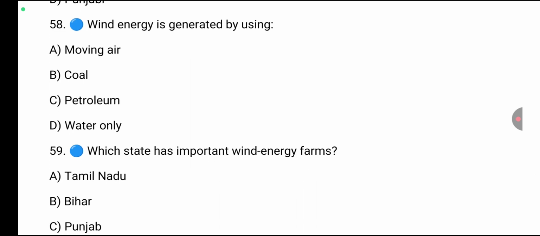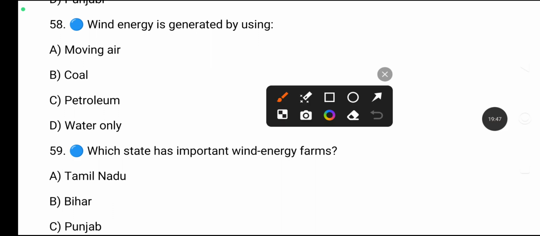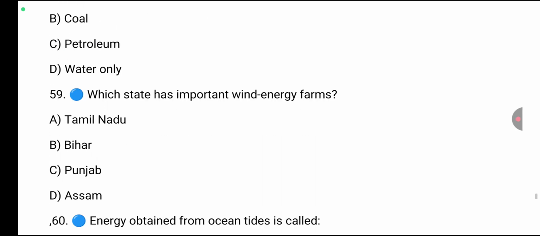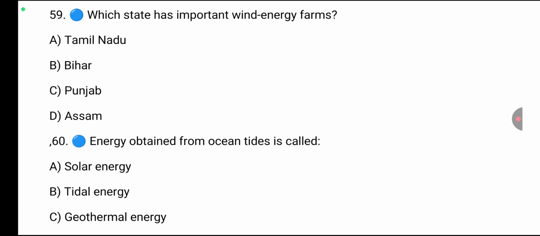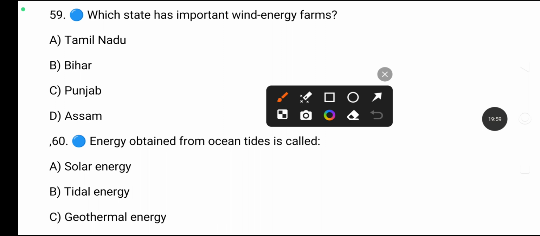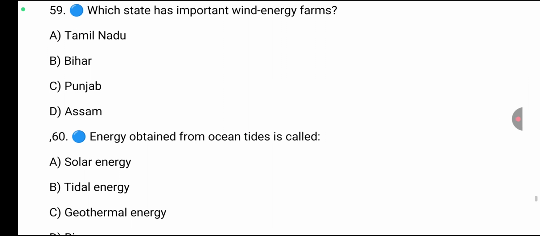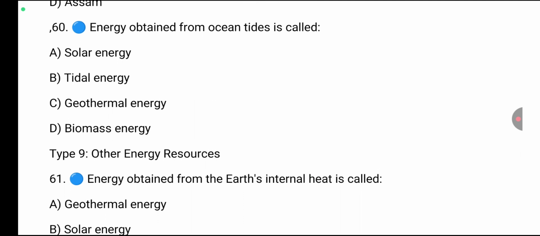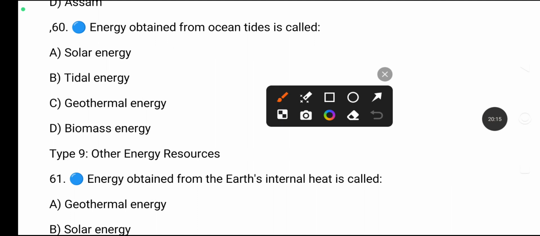Now moving on to question number 58. Wind energy is generated by using dash. Moving air, coal, petroleum. That is moving air. Now moving on to question number 59. Which state has important wind energy farms? Tamil Nadu, Bihar, Punjab and Assam. That is Tamil Nadu. Answer will be A. Now moving on to question number 60. Energy obtained from ocean's tide is called solar energy, tidal energy, geothermal energy. That is tidal energy.